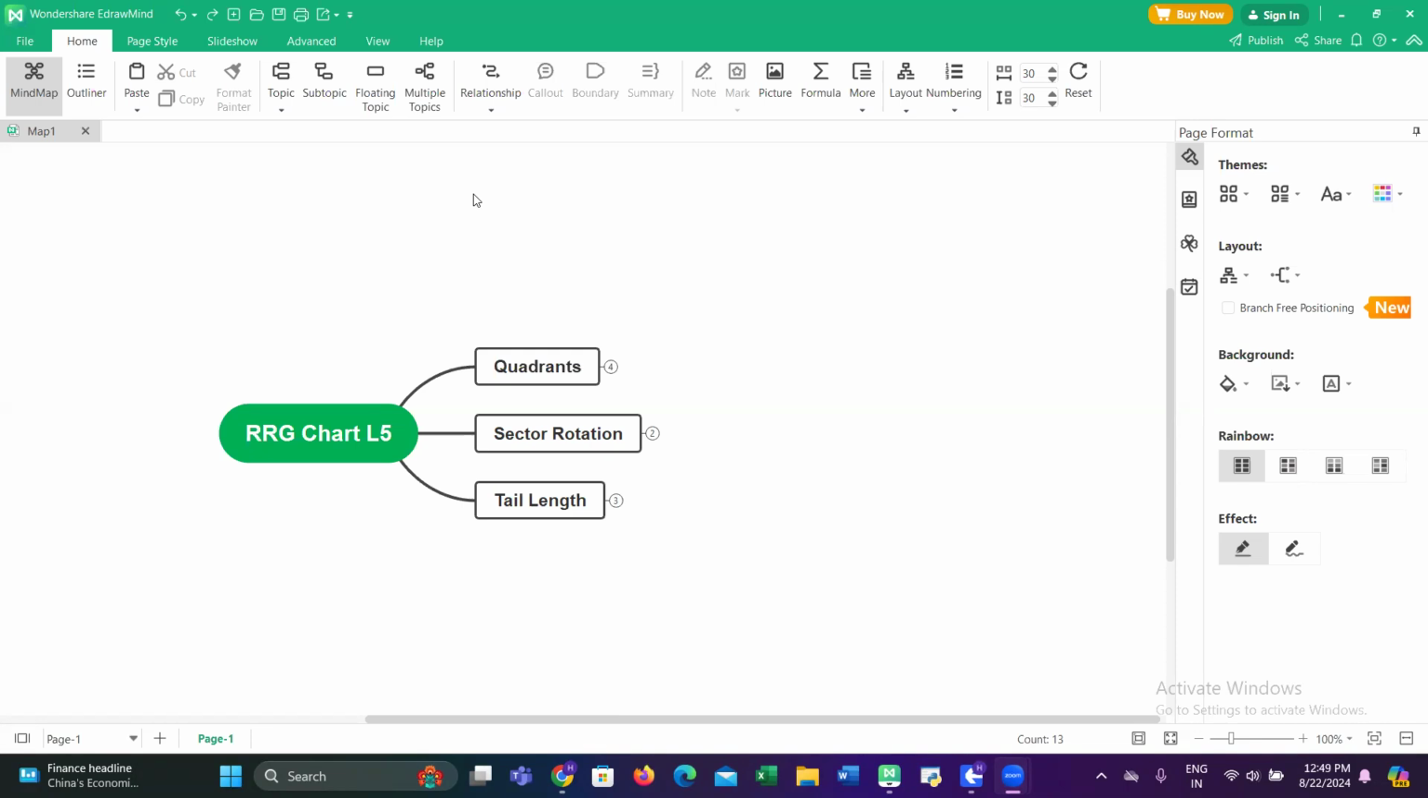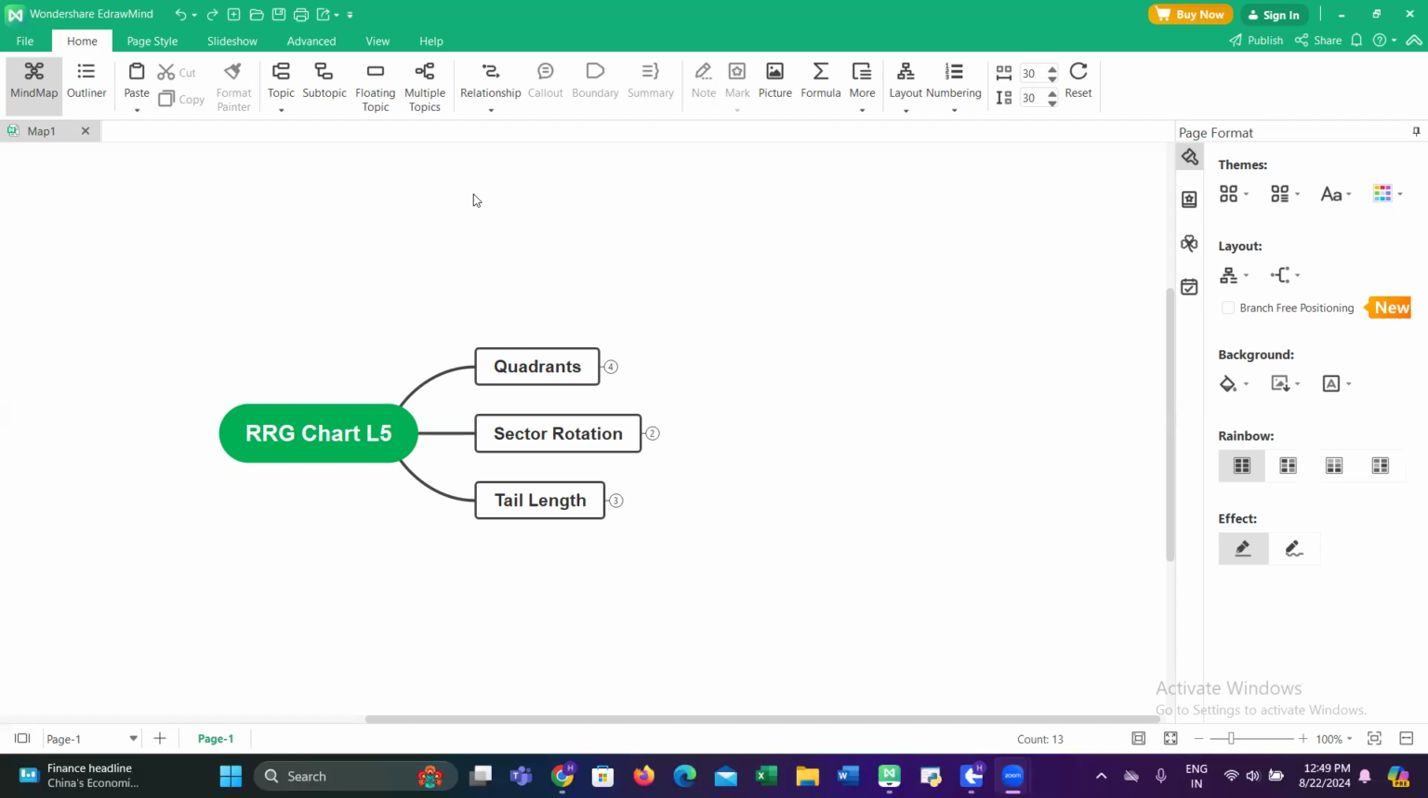In today's session, we are going to explore three essential components: quadrants, sector rotation, and tail length. Understanding these elements will give you a deeper insight into market movements and help you make more informed decisions.